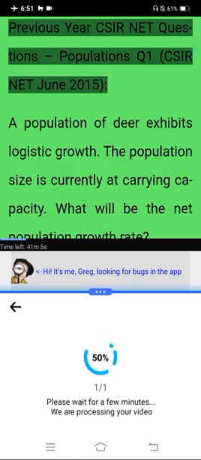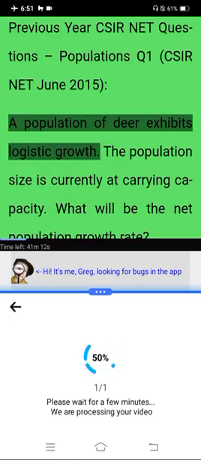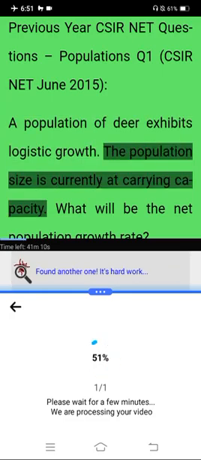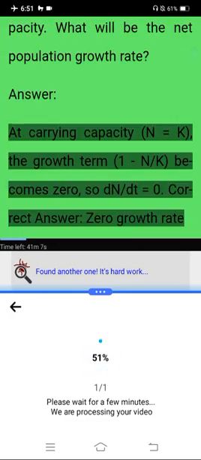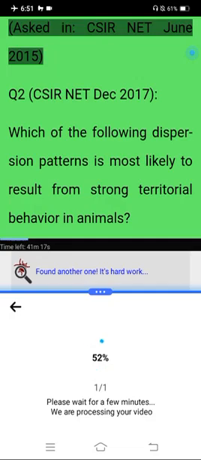Previous year CSIR NET questions. Populations Q1, CSIR NET June 2015. A population of deer exhibits logistic growth. The population size is currently at carrying capacity. What will be the net population growth rate? Answer: at carrying capacity N equals K, the growth term (1 - N/K) becomes 0, so dN/dt equals 0. Correct answer: 0 growth rate. Asked in CSIR NET June 2015.